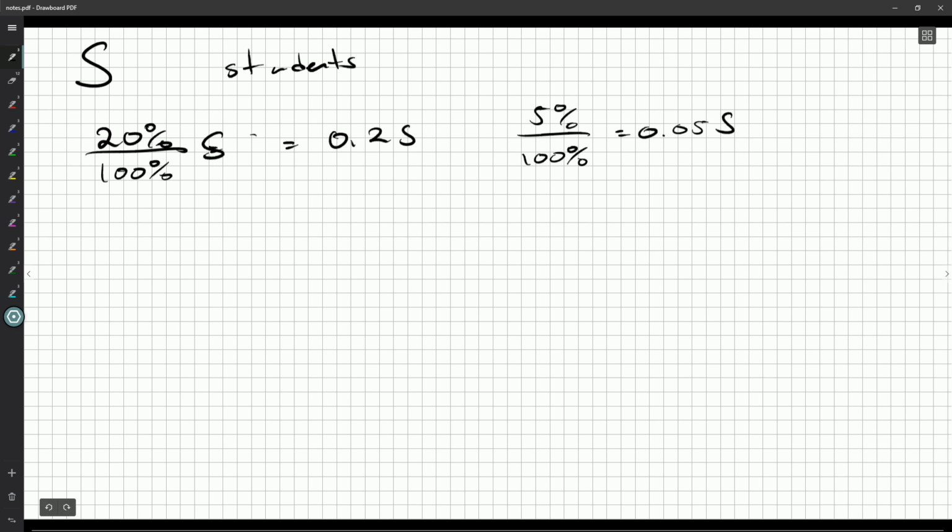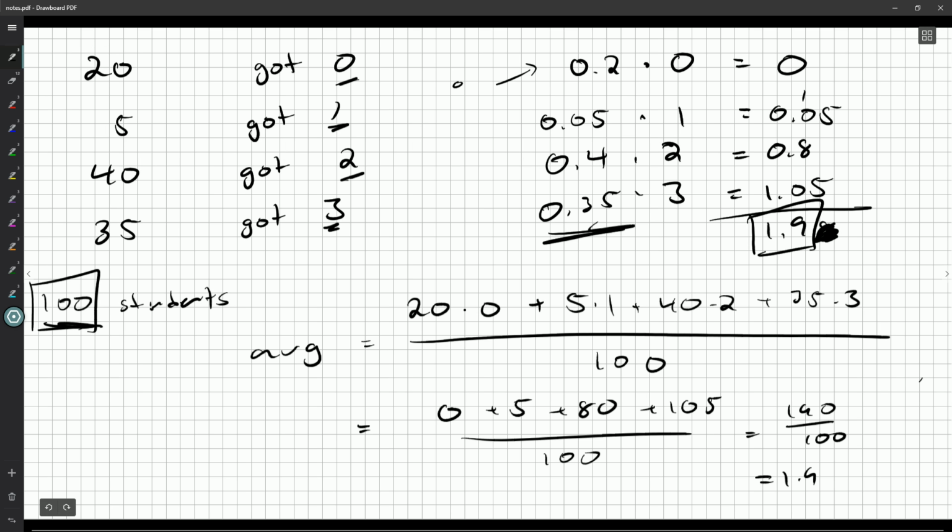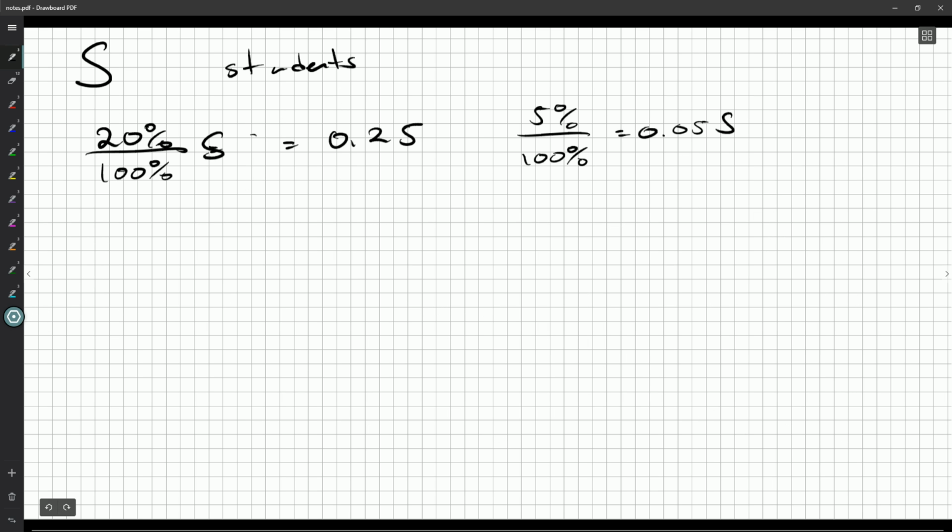Okay? And if you make S 100, you'll get the previous numbers. If you make S 1, you'll get these numbers. But you'll see when you do it with this algebra, the S really doesn't matter, because the S will end up dividing out at the end. So I'll show that.